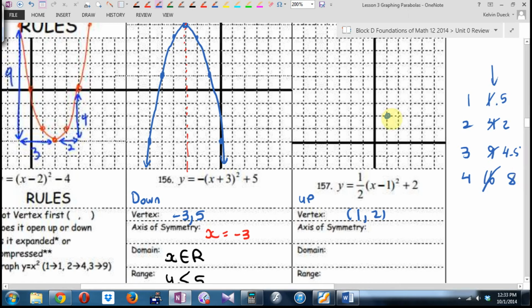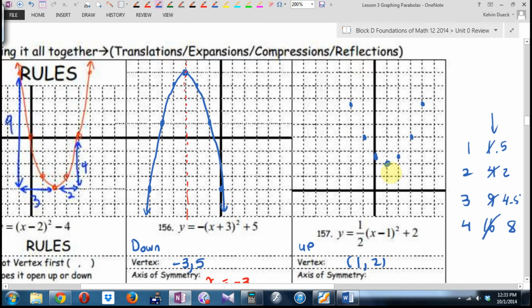So 1 over, 0.5 up. It'll be hovering in midair, but I'll eyeball it. 2 over, 2 up, that I can get exactly. 3 over, 4.5 up, going to be hovering in midair right about there. Can I fit 4 over, 8 up? Maybe. 1, 2, 3, 4, 1, 2, 3, 4, 5, 6, 7. Oh, barely.